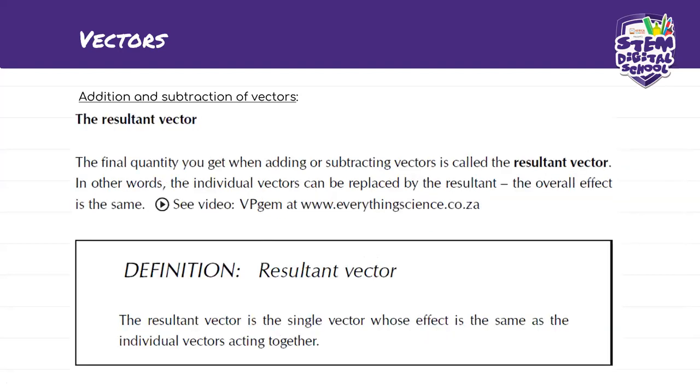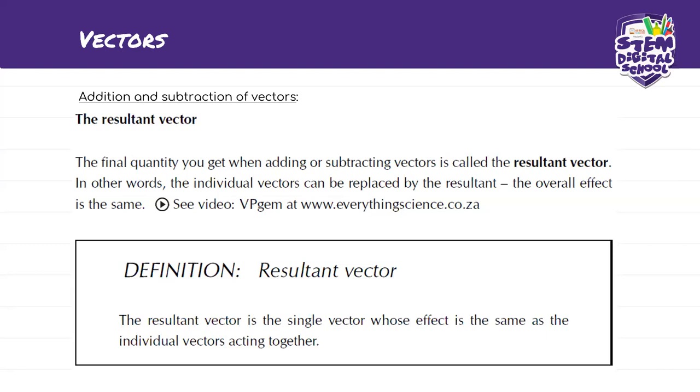Now we get to the resultant vector. Now we've spoken about the subtraction and the addition. So now we come to the resultant vector. So the final quantity you get when adding or subtracting is called your resultant vector. So in other words, the individual vector can be replaced by your resultant vector. The overall effect is the same.